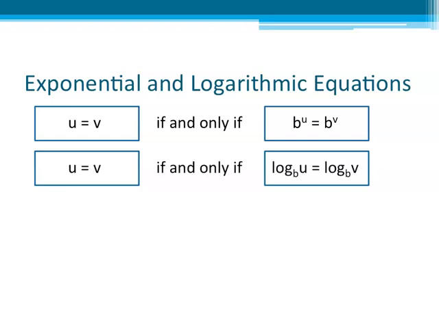Same with logarithms. If you are taking the same logarithm on both sides, so that means the same base on both sides, then once you have a single logarithm on the left and a single logarithm on the right, you can just say u is equal to v.